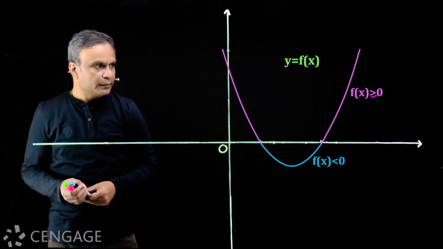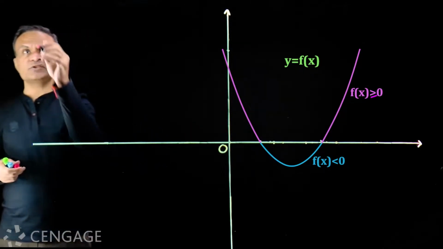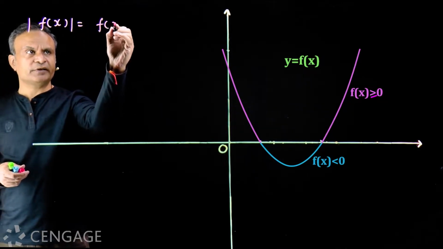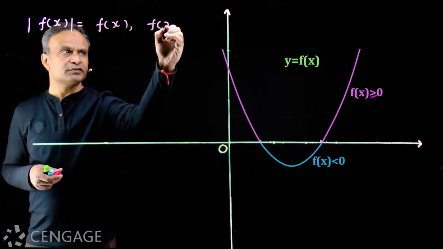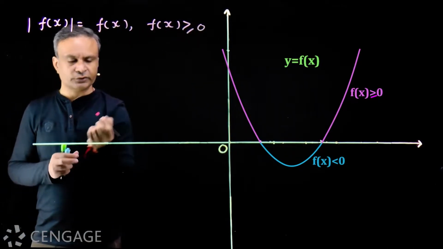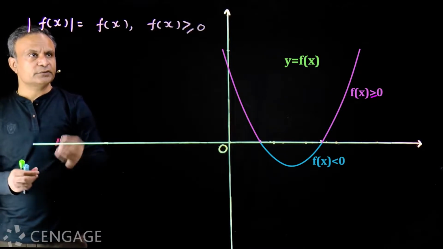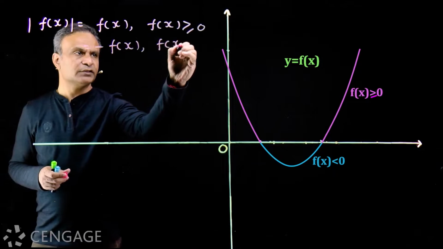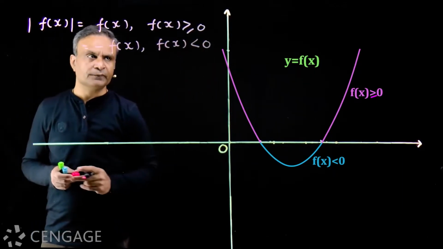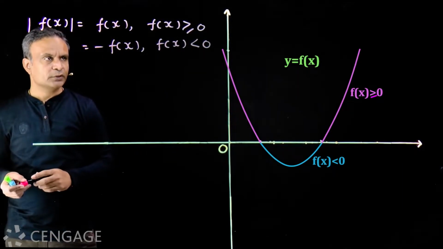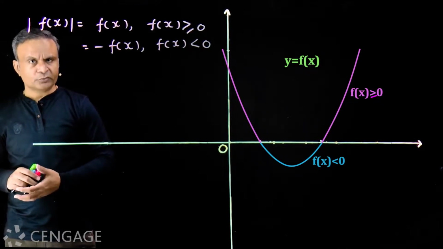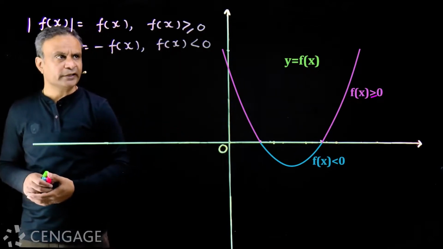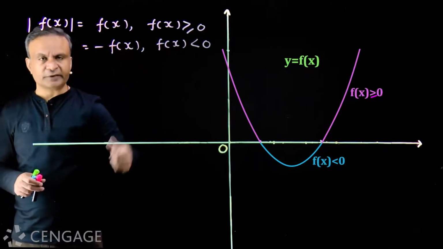Okay, now we have the definition of modulus function. Modulus of f of x is equal to f of x when f of x is greater than or equal to 0, and this is minus f of x when f of x is less than 0. ये होता है definition modulus का. We can write like this if f of x is non-negative, and like this when f of x is negative.